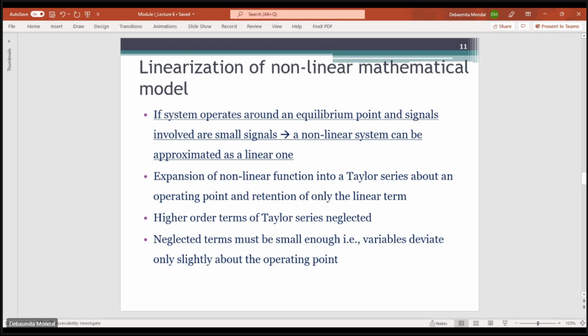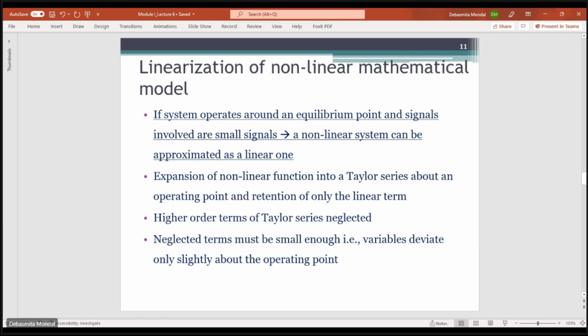Okay, so as you know, none of the physical systems present in our surroundings are perfectly linear. All of the systems will have some non-linearity component associated with it. But the mathematical tools which are usually available to us for analysis of any kind of system are mostly valid for linear systems.